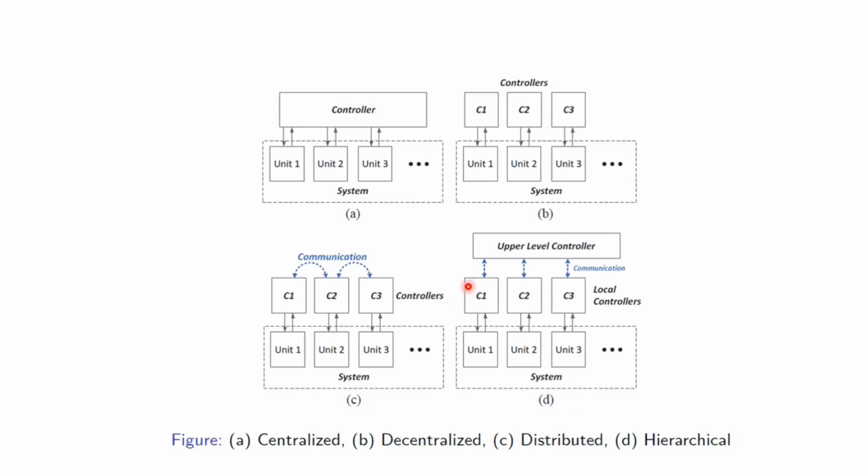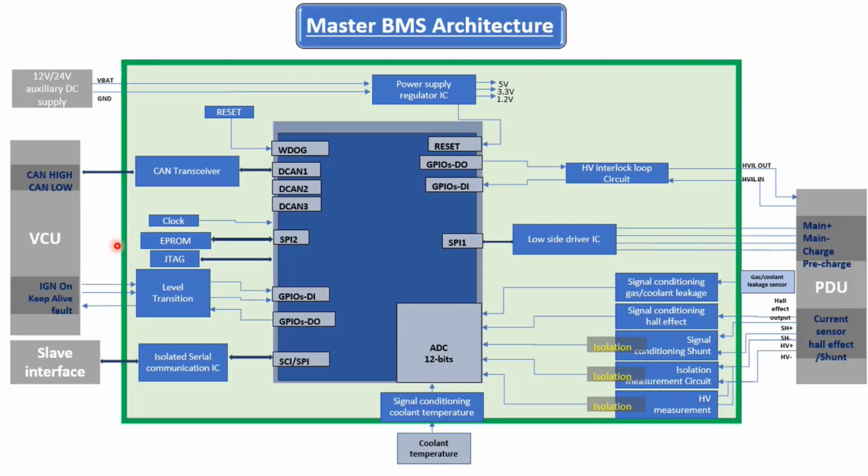Now this slave BMS is actually in connection with the complete cell module. So the information from the cells or modules goes to the slave BMS, and the slave BMS communicates to the master BMS. The master BMS has all the operations of checking. This master BMS has to check the entire operation of the circuit.